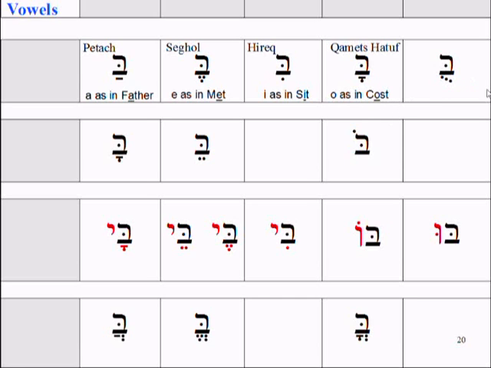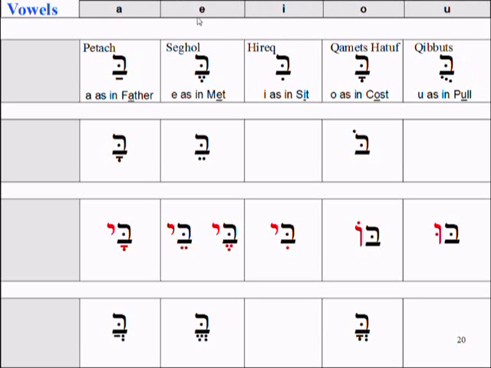And finally, for this line, we have something called a kibbutz. 3 dots in a diagonal line from the top left to the bottom right. And that's an oo sound. That's as in pull. So this is a bu.